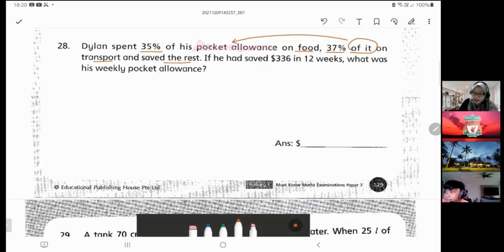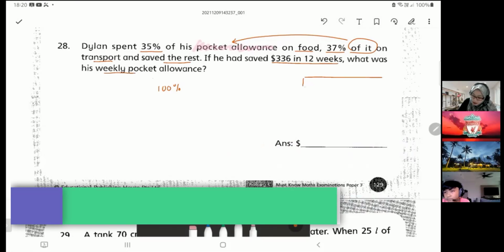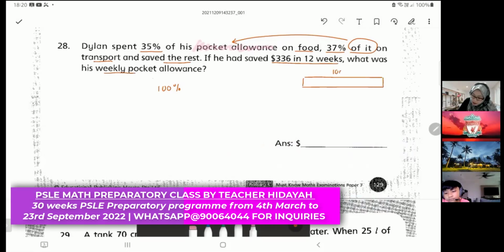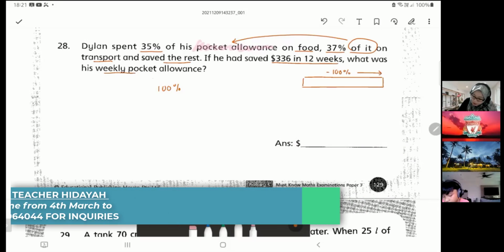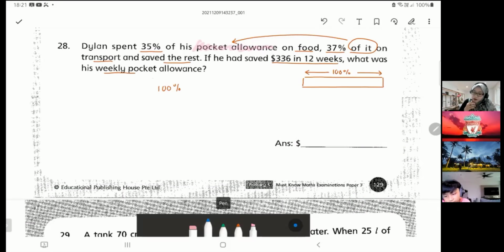Okay, if he had saved $336 in 12 weeks, what was his weekly pocket allowance? All right, so if I know for sure that it's from the same pocket allowance, which means it is as a whole, and a whole is 100%. Understand? If you don't understand what I'm trying to say, a whole means this. Draw a model. The whole thing is his pocket allowance, 100%.